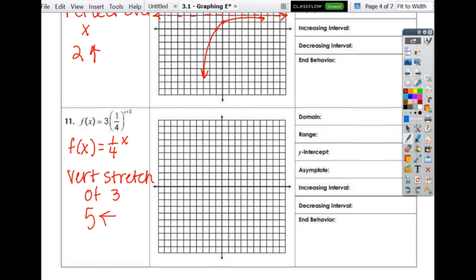if I start with 0, 1, I have a vertical stretch of 3. So vertical is times y. So 0, 1, if I multiply the 1 times 3, I'm at 0, 3. And then I move 5. 1, 2, 3, 4, 5. So where do I want my next point to come from? -1 and 1, 2, 3, 4.